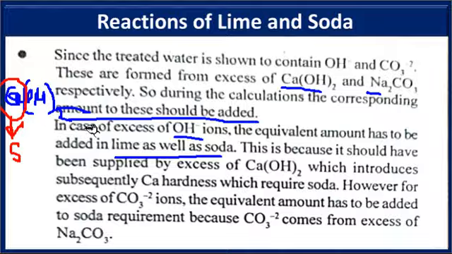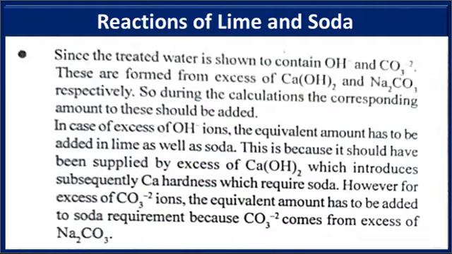Why are lime and soda both required? Because when we add lime in excess amount, we also add permanent calcium hardness to the water, and for the removal of this permanent calcium hardness, the soda is also required. And for excess of carbonate ions, the equivalent amount of soda is to be added to the water sample. So whenever OH minus ion and carbonate ion are present in the treated water, for the compensation of this OH minus, lime plus soda is added, and for compensation of this carbonate ion, only soda is to be added to the water sample.